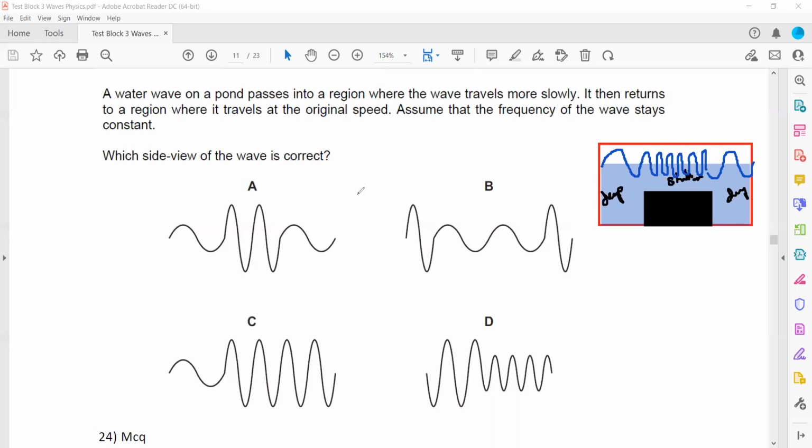So which one is the correct way? This was deep, then shallow, and then deep again. Because in a shallow region the wavelength decreases. They already mentioned that as it slows down, the wavelength should decrease. So A should be the right answer.